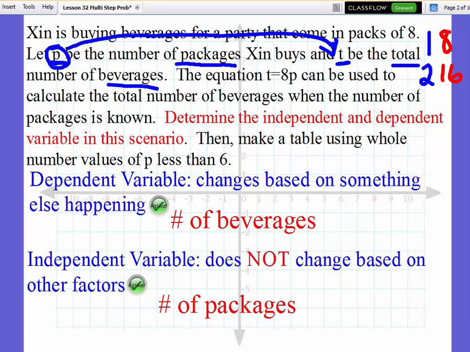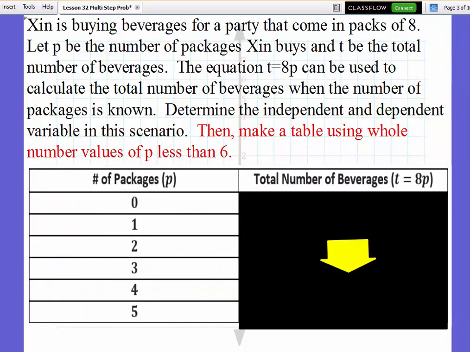So let's look at our next part. Now that we know what our dependent variable is, it's the beverages, and our independent is the packages. So let's check here. What we have next is we need to make a table using the number values of P less than 6. Well, here's my table, packages and beverages, and it's telling me my table is going to stop when P is less than 6. So I'm going 0 up through 5.